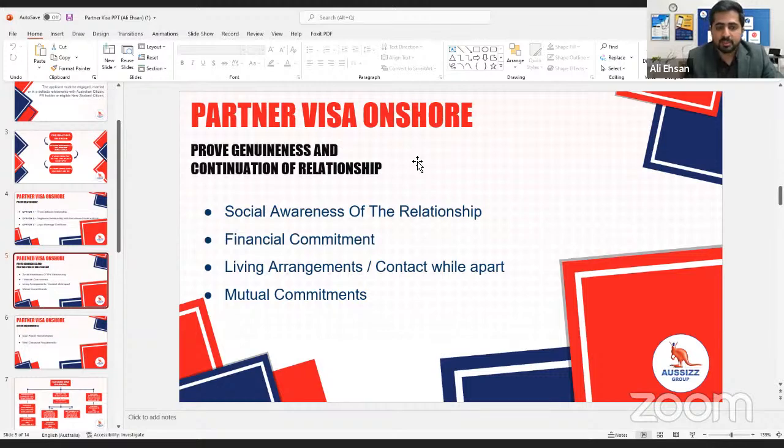Of course, for this visa, if your partner is in Australia, you are expected to live together. But if you are not living together for some reason, you must not live apart for a longer duration. You have to prove that you are living together, and how to prove that is basically by providing documents related to lease, bills, etc. All those things will prove that you are living together.